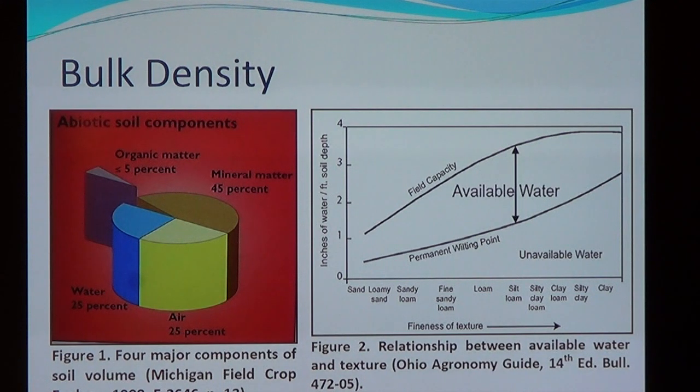And over on the right is the relationship between available water and texture, just showing the permanent wilting point as it relates to field capacity. And then with the textures on the bottom, the finer grain stuff as you move across to the right.